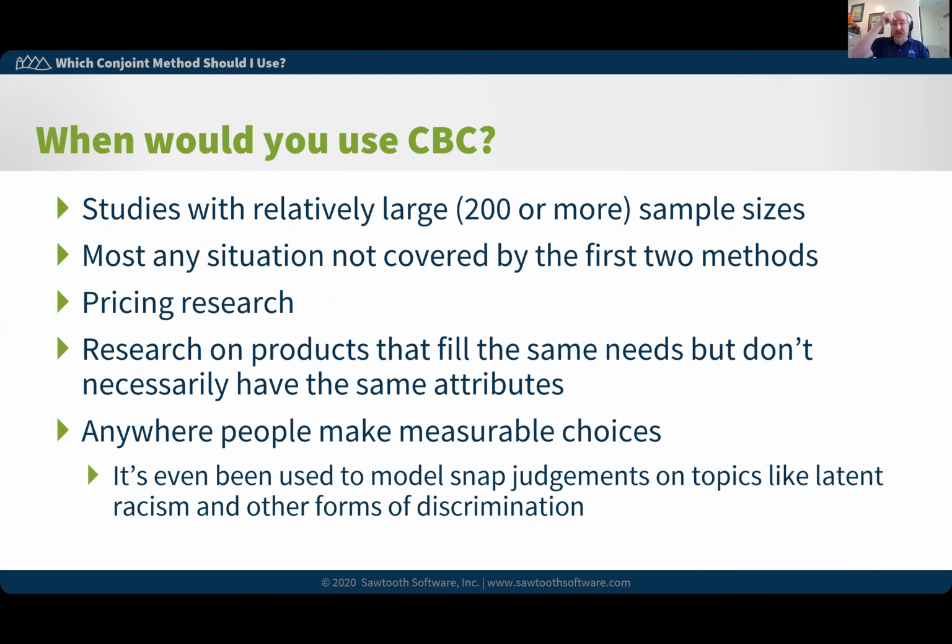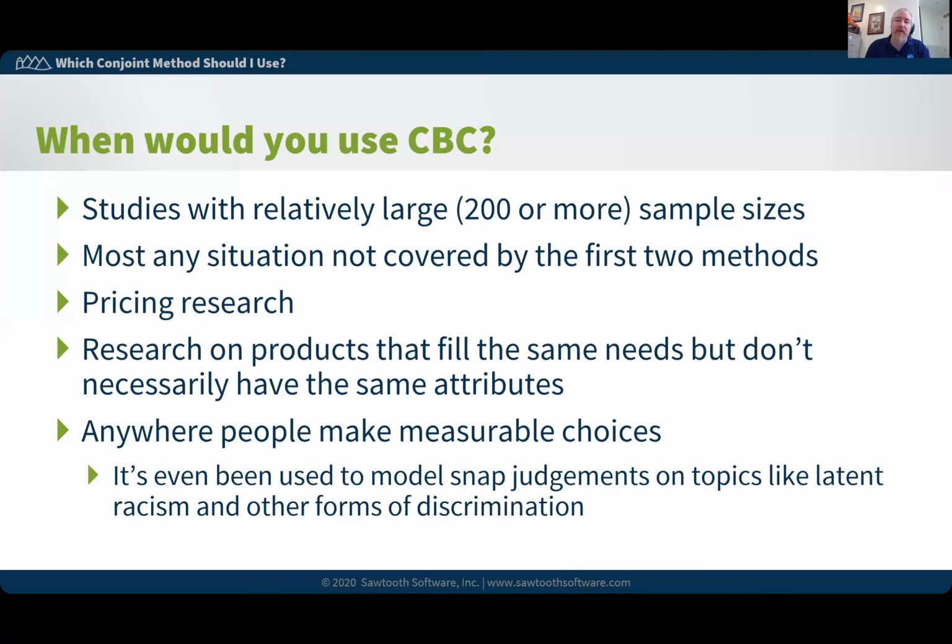Typically, I start out with CBC in my mind, and then I eliminate it as a possibility because it has one of these features that make it so that one of these other methods work. So almost always I start with the assumption that it will be a CBC and then shift to a different method if CBC isn't going to work. But typically where CBC does work is studies with relatively large sample size. So, you know, you've got 200 or more respondents, then I'd consider a CBC.